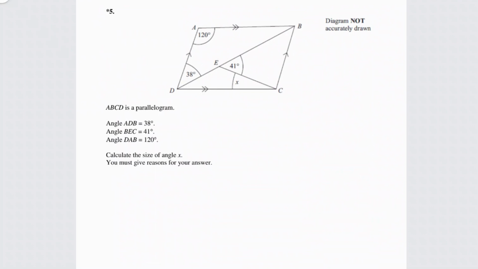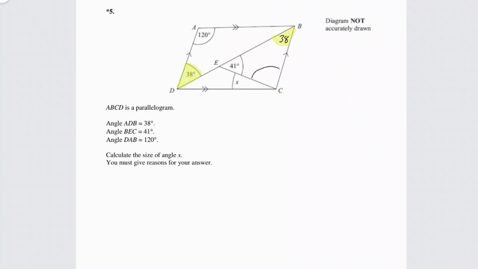ABCD is a parallelogram here, question 5. So all these opposite sides are parallel. So again, we're going to have some angles that are the same. Straight away, this one and this one are alternate. So we do know this one. We therefore know a few other angles.